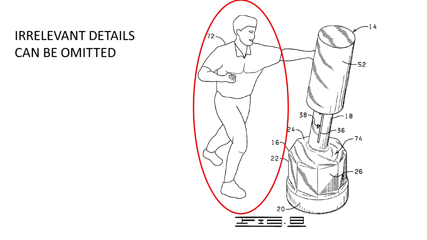Also, let's take a look at what isn't shown. The rules are that you need to show enough detail to enable somebody skilled in this field to make and use the invention. We don't need an illustration on par with a Norman Rockwell painting for the person that's using the punching bag. All we need is enough detail to show how somebody uses the punching bag. So the actual person that's punching the bag here in this figure is of pretty basic detail.